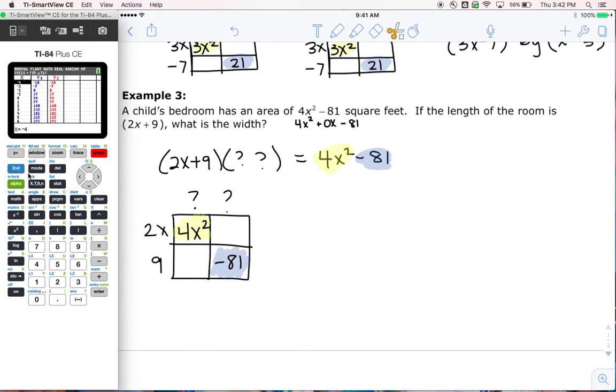I'm just going to erase these question marks. Okay, what times what is 4x squared? Well, it's got to be 2x, right? 2x times 2x is 4x squared. Let's see here. What times 9 is negative 81. Well, to get a 9 to give me a negative when I multiply means this one has to be a negative. Okay, let's see here. 9 times 9. All right, so this has to be a negative 9 times positive 9 to give me negative 81. So it looks like the missing width that I didn't have was the 2x minus 9.